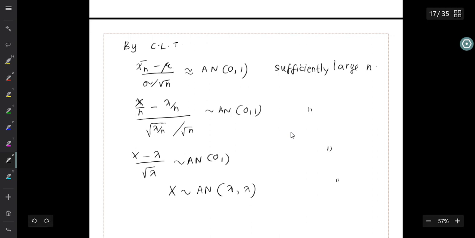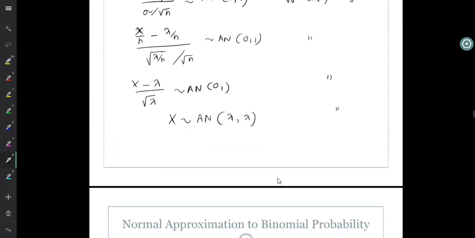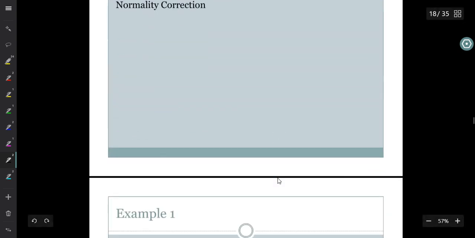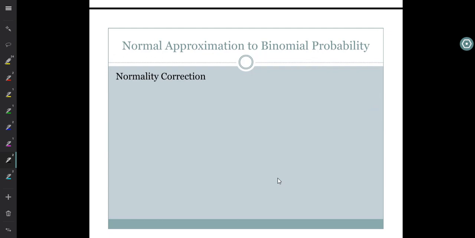So that means for the Poisson distribution, you can also calculate the probabilities using the normal density, again only for sufficiently large n. Now as a rule of thumb, when you do these approximations for Poisson, when n is large, that will indicate that lambda is also large. Now let's look at some examples where you can approximate the binomial density and the Poisson density.